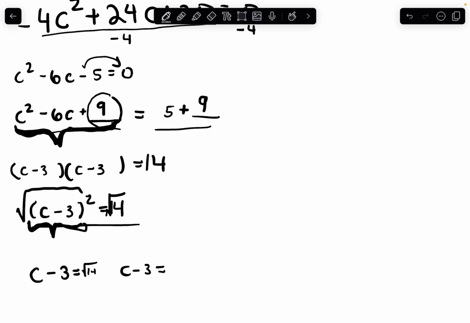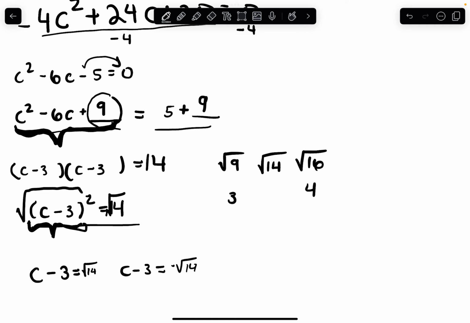So this is the square root of 14 and the negative square root of 14. Okay. But I need a decimal approximation of the square root of 14 if I'm going to be able to graph this on my plane. So I know that the square root of 9 is 3, and I know that the square root of 16 is 4. And I know that the square root of 14 is between these two perfect squares.